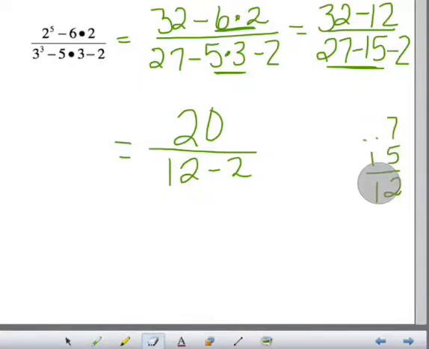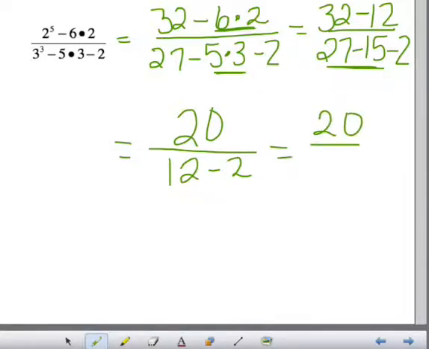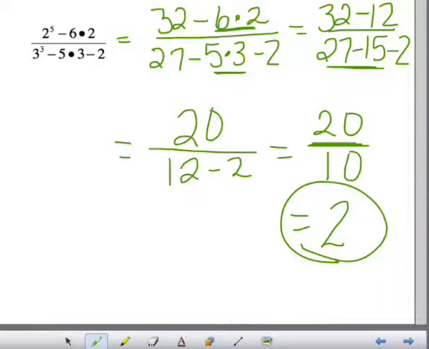Okay, continuing on. My top is finished. 20 divided by 12 minus 2, which is 10. And I'm saying divided by, that's over, because what does the fraction bar really mean? Division. And 20 divided by 10 is going to be equal to 2. So again, that was an example of how sometimes we have to treat that fraction bar like a parenthesis, meaning we've got to do what's in the numerator or what's in the denominator first before we can deal with the actual fraction part of it.